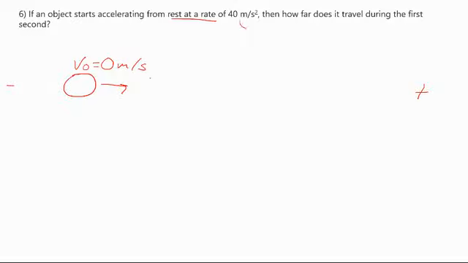All right. What is 40 meters per second squared? What is that unit, meters per second squared? What does that normally represent? Acceleration. So we're going to say that our acceleration, and it's a constant rate, right, is 40 meters per second squared. Okay. Then it says how far does it travel in the first second? So what is time then? 1 second.